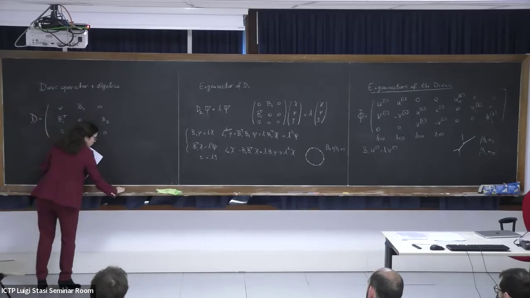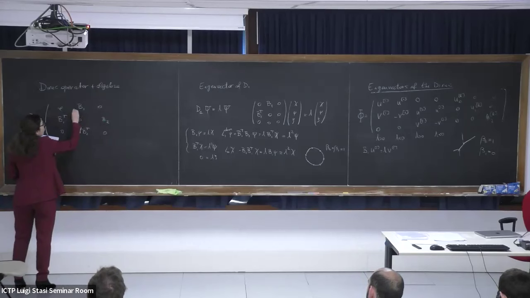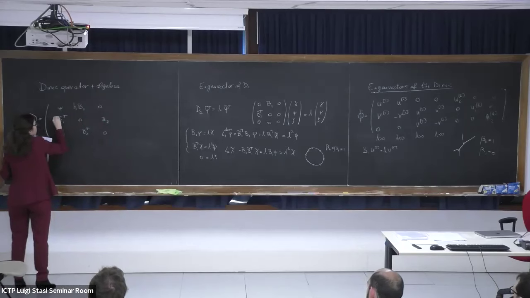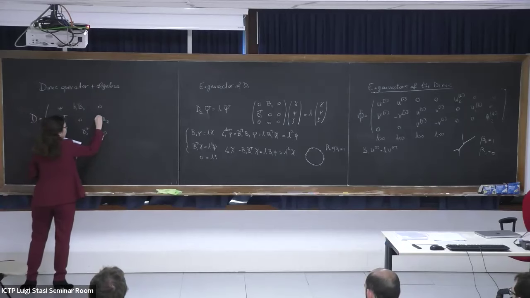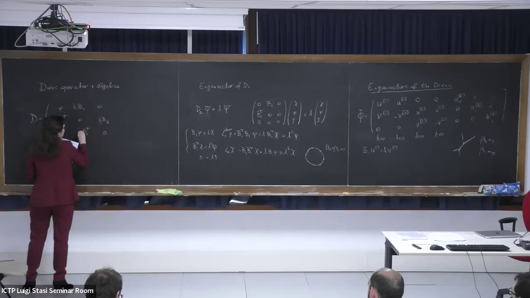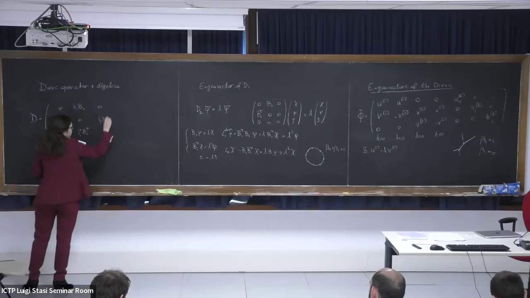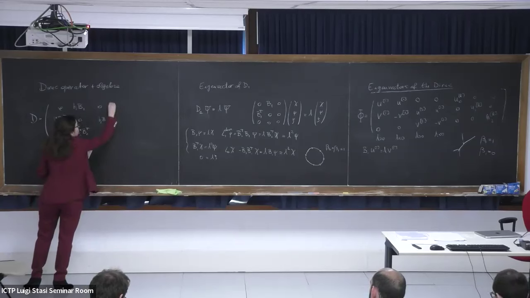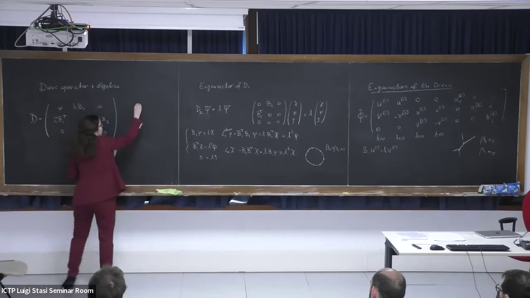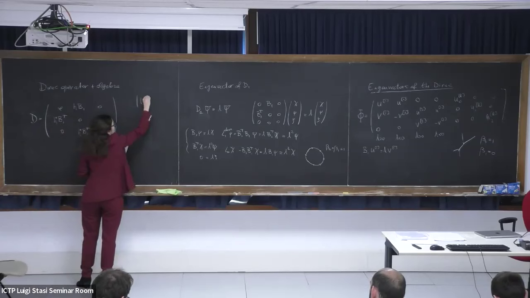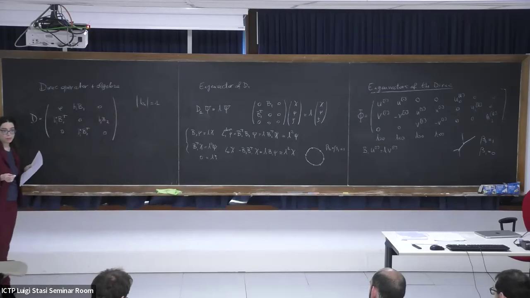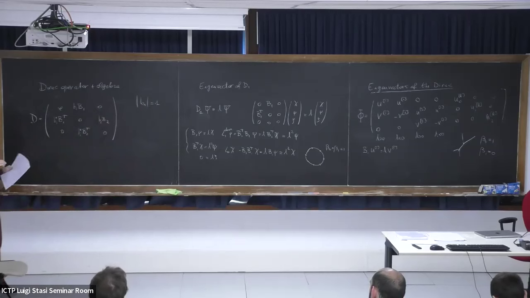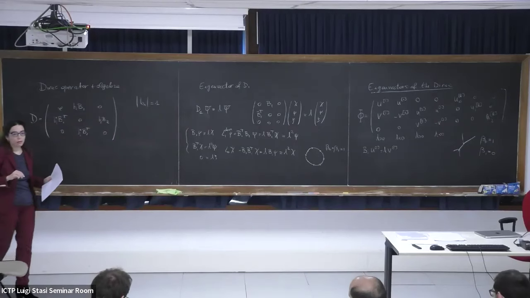But you add something, so you add here a complex number and its conjugate, and here another complex number and its conjugate. As long as this number has absolute value 1, so it's a phase. So why is this interesting?